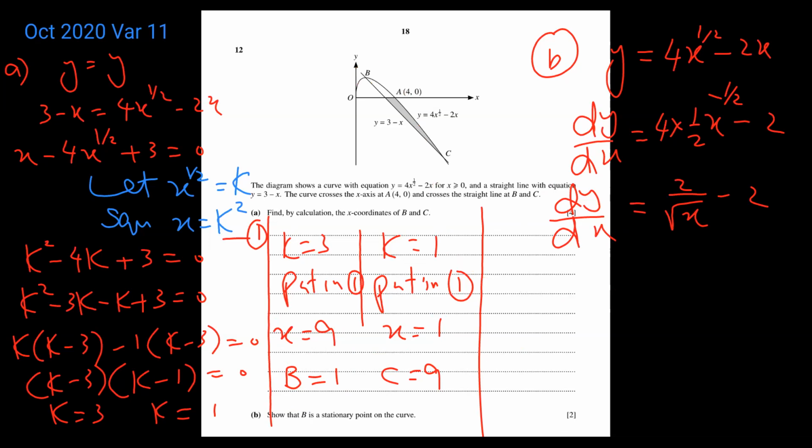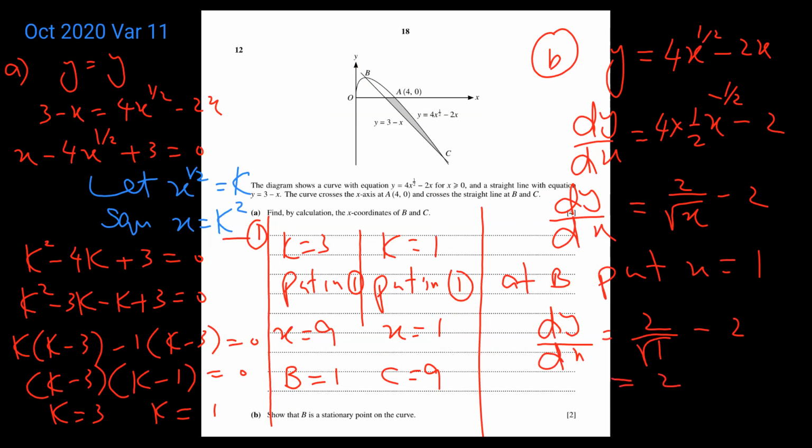Second method: if I put a 1 directly in the place of x, this answer must become 0. So this is another way. The question says show that B is a stationary point, so I can do it this way. At B, put x equals 1. When I put it there, the root of 1 is 2, and 2 minus 2 is 0. Hence proved that B is a stationary point.